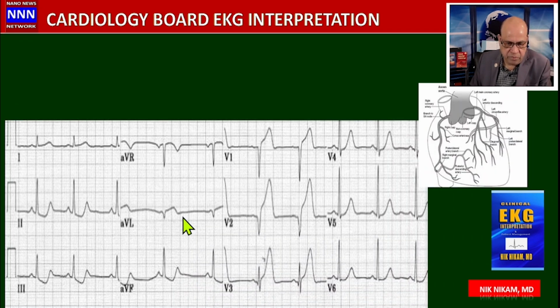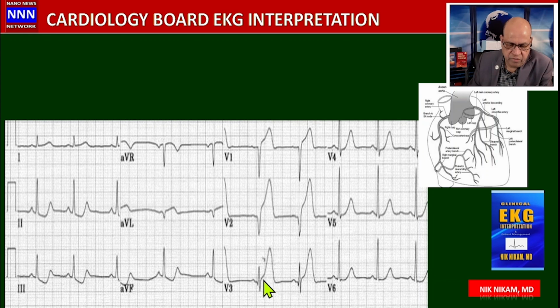Here we have an example of what looks like some changes seen in the anteroseptal region, V1 to V3 or V4, depending on lead placement. Here we have loss of R wave, and this R wave is quite diminished compared to this R wave. Along with that, we have ST elevation, straightening of the ST segment, and hyperacute T waves. So this is an anteroseptal myocardial infarction.